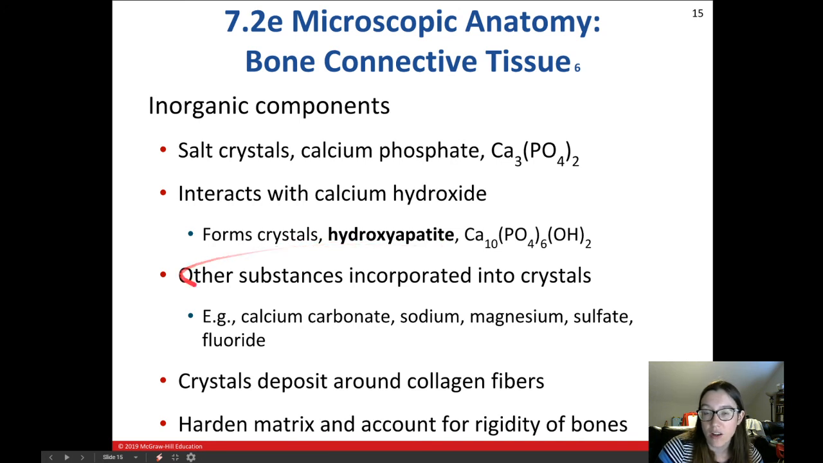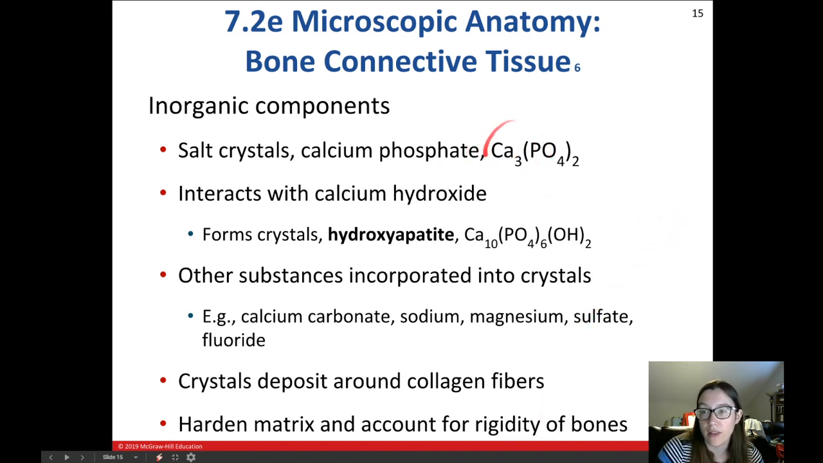So depending on where you live and what other substances you have in your body, we can incorporate other substances into these crystals too, so like other minerals, calcium carbonate, sodium, magnesium, sulfate, and fluoride. So these hydroxyapatite crystals here, so mostly made of calcium and phosphate, are going to deposit around the collagen fibers. And so this is going to harden the matrix. It's going to calcify the matrix, and it accounts for the rigidity of the bone. So it makes the bones hard. So they're already a little bit strong and flexible, but now they're harder too.